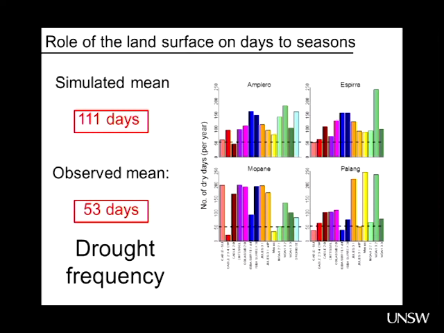This is also from Anna's work. This is showing the consequences of some of these things. This is the simulated average number of days in the number of frequency of drought.